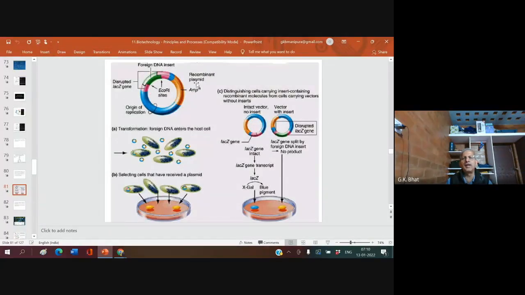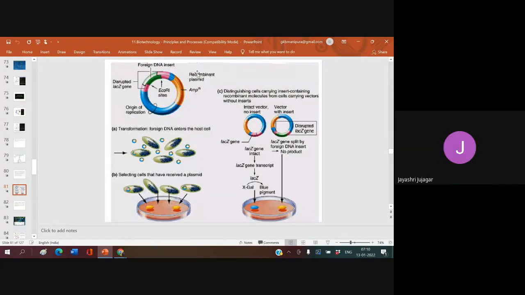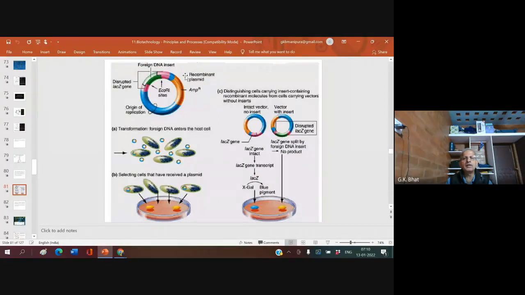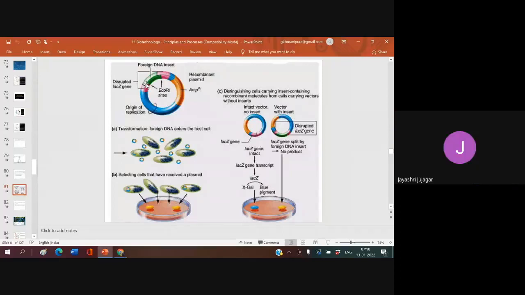The plasmid with the recombinant DNA will get blue color. Recombinant DNA having LAC-Z gene will be blue color. Without recombinant gene, without LAC-Z gene, or with LAC-Z gene disrupted, no blue color. No color.